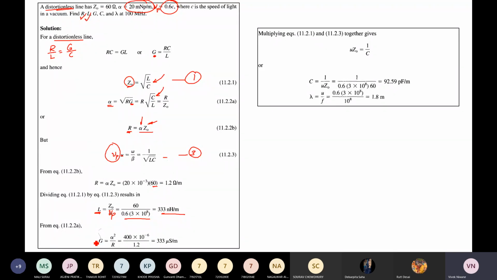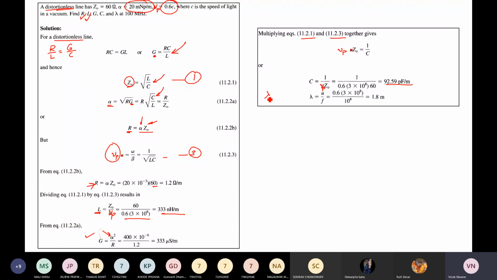Now G can be written as alpha square upon R. How did we arrive at this expression? Put in the value of alpha and rearrange the terms. So G is equal to alpha square upon R. Alpha is given, and now we have calculated R, therefore we can calculate G. Then multiplying equation number 1 and equation number 3 will give us the velocity of propagation into Z0 is equal to 1 upon C, or we can rewrite C is equal to 1 upon Vp Z0. We have all the values, therefore we can find the capacitance.